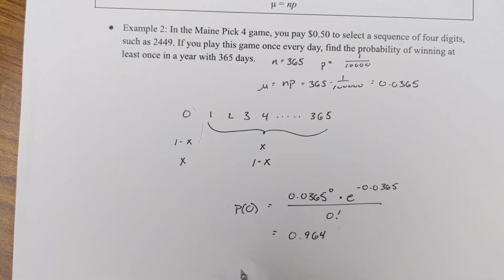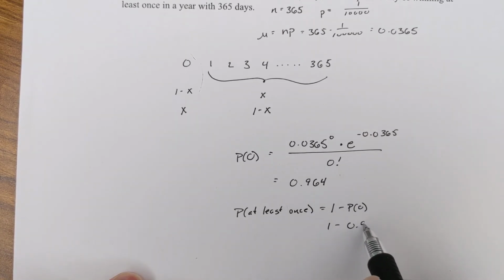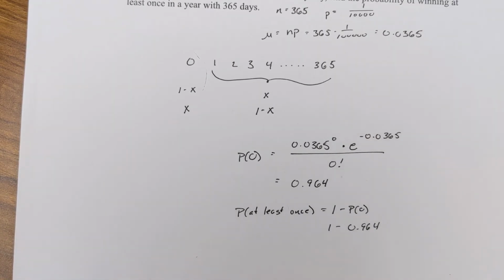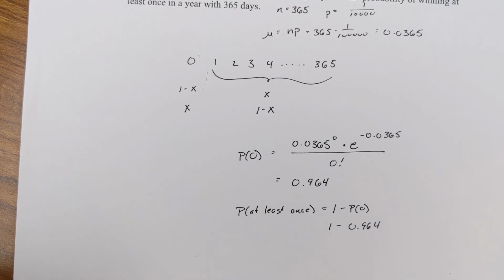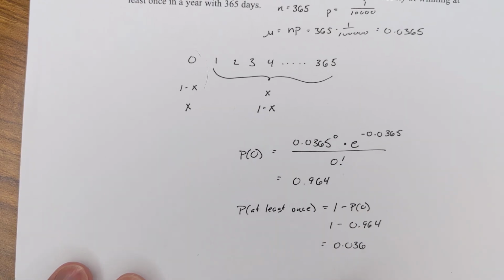So the likelihood that I win at least once is 1 minus the likelihood that I never win. So this is 1 minus 0.964, so 0.036 is the likelihood that I win at least once. So very, very small. It's very, very hard to win the lottery. Which brings us to the end of our notes.